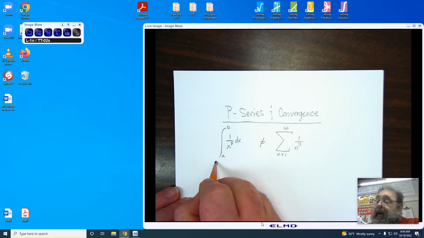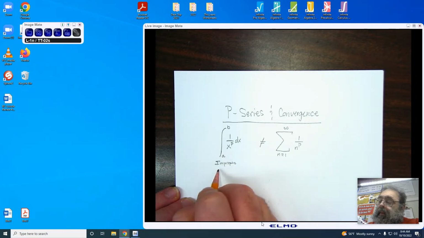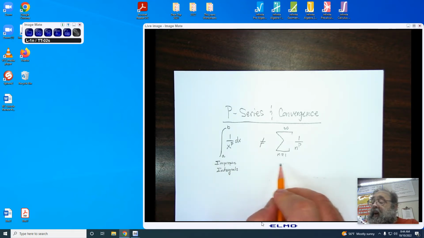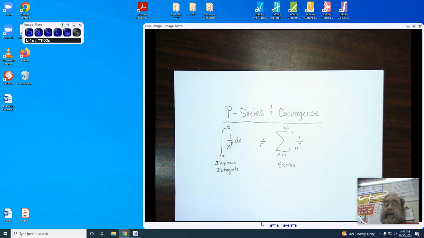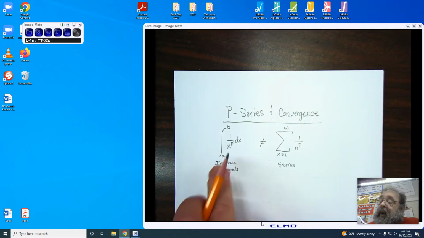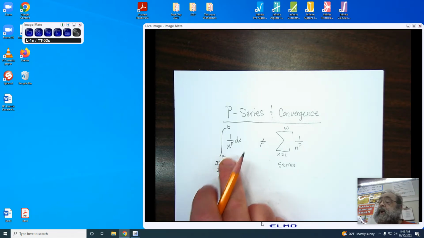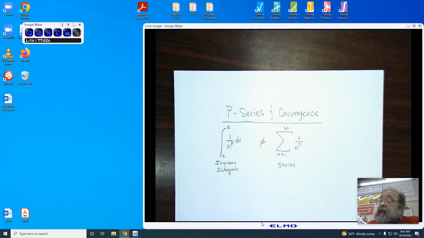This is improper integrals, and this is sequence series. This is series. So it's very important that you recognize that we are not talking about these. All right, these require us to look at it in a slightly different way. Let's just review that real quickly.